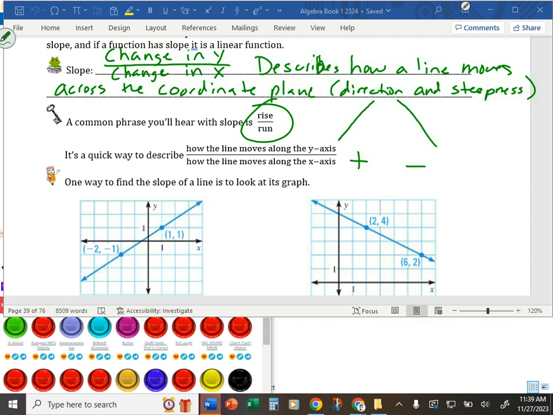Okay, so a slope tells us something about the direction of a line. Is it going up from left to right? If the slope's positive, that's the direction that it'll be moving. If it's negative, it's down from left to right. It also tells us how steep it is. What would the slope of a line that is very, very steep look like? Who can give me an example of a slope of a line that would be very, very steep?